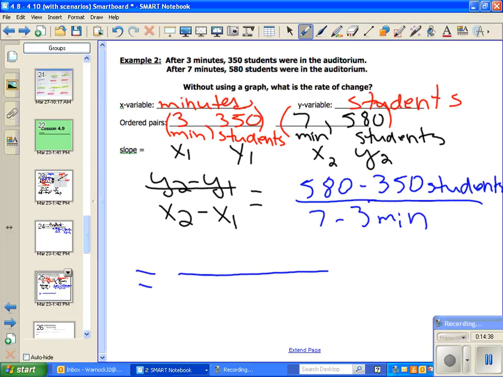$580. It's okay. It's always labeled XY, XY. Subtract the Y's over subtracting the X's. Okay, so did someone do the subtraction? Okay, go ahead, Tara.